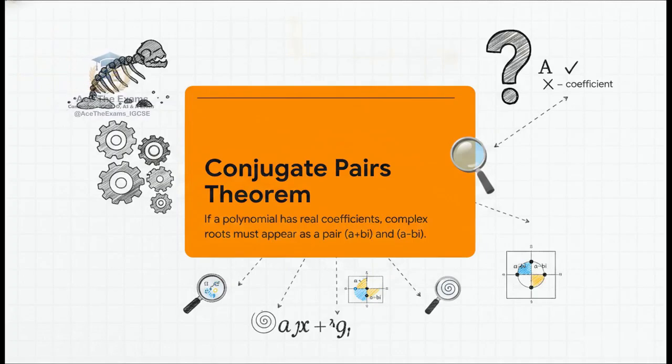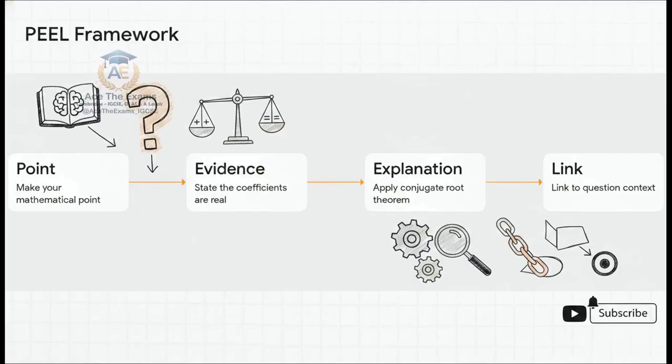To help you structure this perfectly every single time, we use a framework specifically adapted for advanced mathematics. It's called the PEEL framework: point, evidence, explanation, link. You make your mathematical point, which is identifying the root. You provide the evidence, explicitly stating that the coefficients are real. You offer your explanation, which is applying the conjugate root theorem. And then you link it right back to the question's specific context.